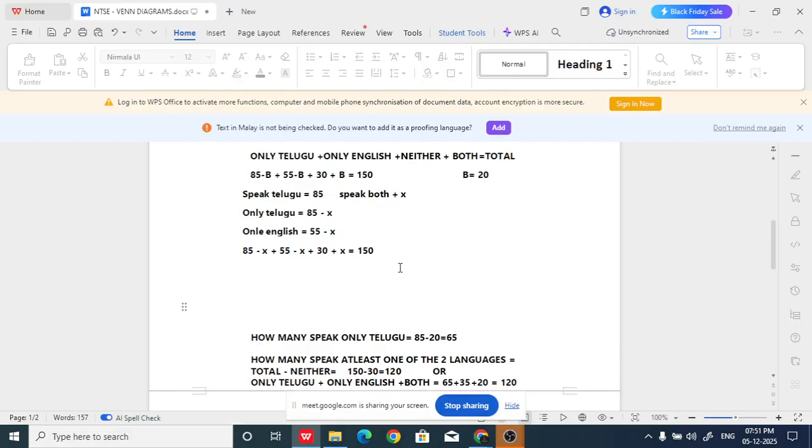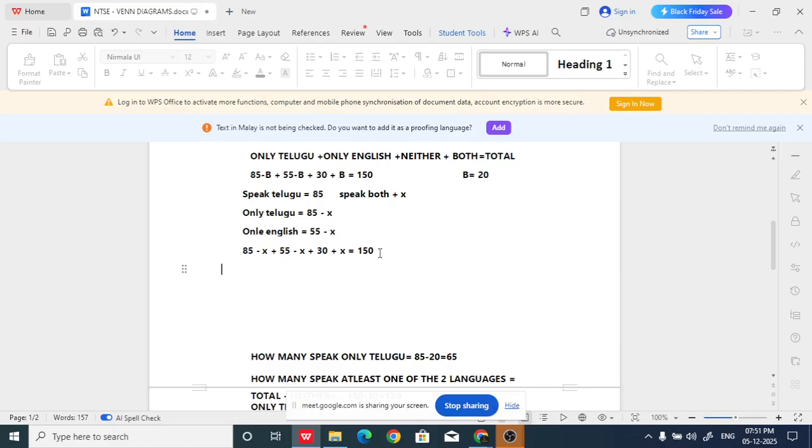People who speak neither is 30 and people who speak both is x, equal to 150. From this, can we find x? So one x cancels, so another x, minus x, comes here. And take all the numbers on the other side. 150. 85, that side it goes, it becomes minus 85. 55 if it goes that side, it becomes minus 55. Am I correct? And 30 if it goes that side, it becomes minus 30.